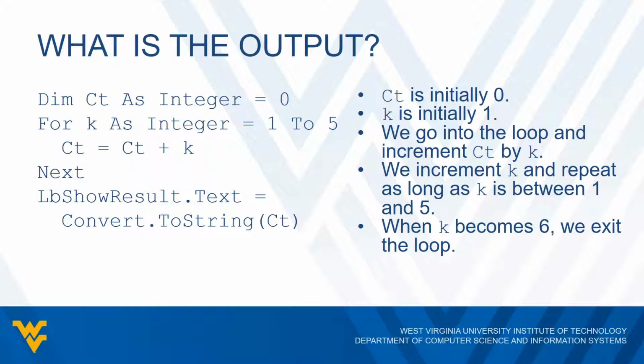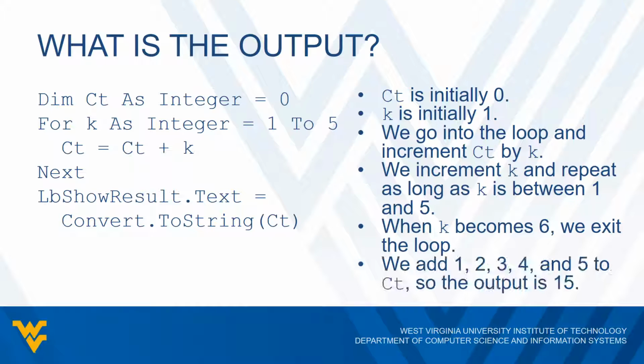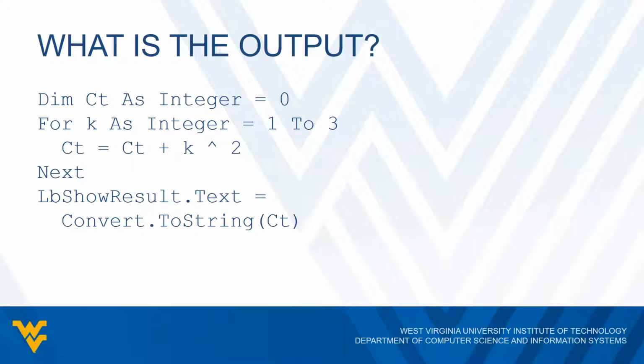So the question is, what exactly are we adding at each iteration? Well, the first iteration of the loop, we're going to add 1 to CT. The next iteration, we're going to add 2, and then 3, and then 4, and then 5. So we're adding 1, 2, 3, 4, 5 to CT. This means our output is going to be 15.